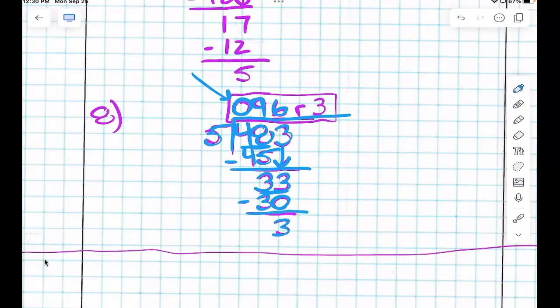3. Does McDonald's serve burgers? What's burger stand for? Is there anything over here to bring down? No. So my final answer is 96, but what do I have left over down here? So I need to write remainder 3, and then we always do what to our answers? We cool?